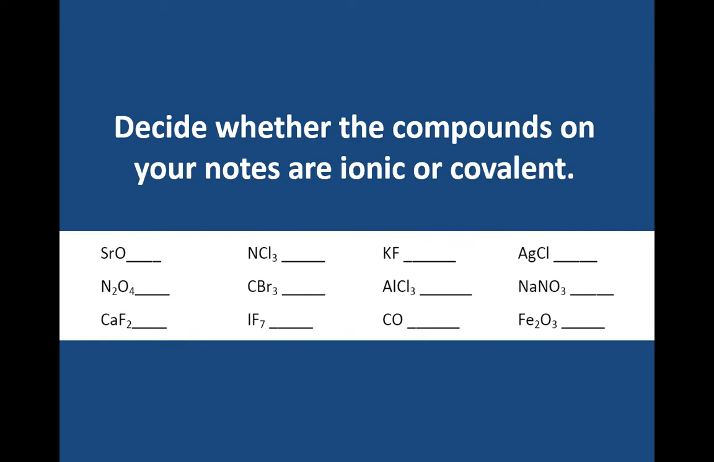Now, let's have an exercise. Decide whether the compounds on your notes are ionic or covalent. SrO. It's ionic compound. N2O4. Okay. NCl3 is covalent. How about AlF3? Ionic. AgCl. Ionic. N2O4. Covalent. CBr3.